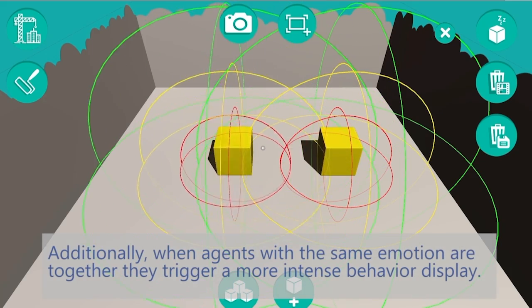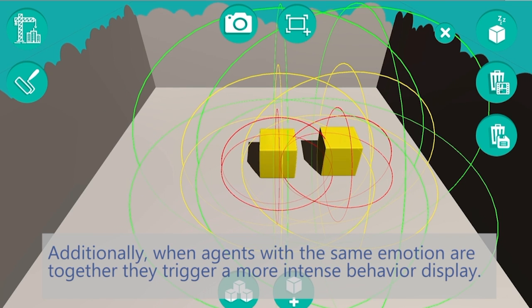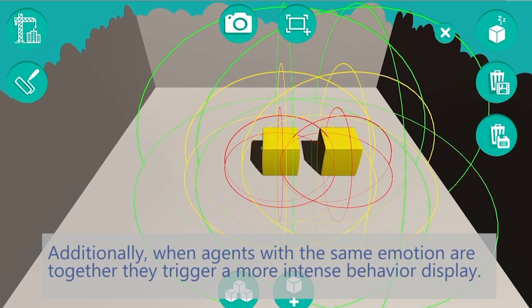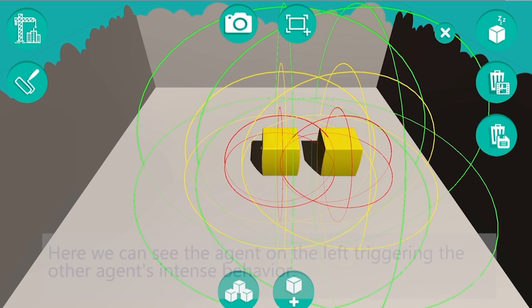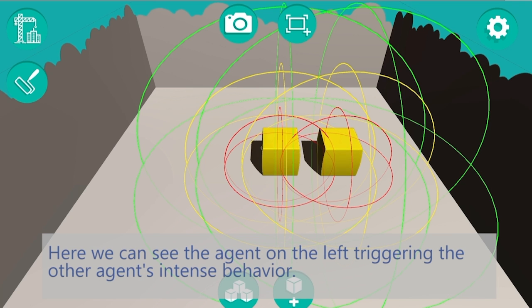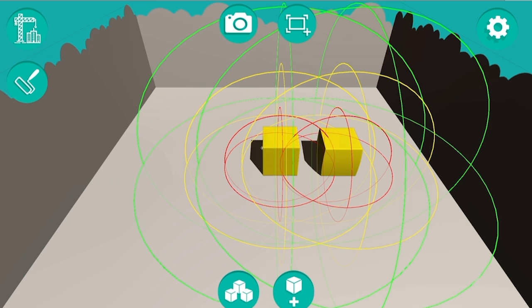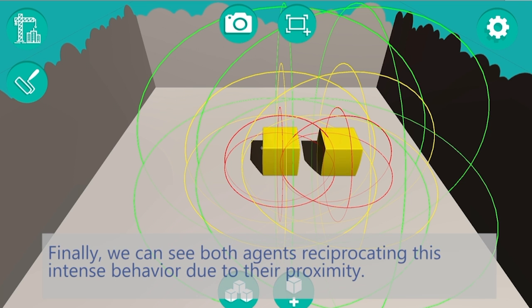Additionally, when agents with the same emotion are together, they trigger a more intense behavior display. Here we can see the agent on the left triggering the agent's behavior on the right. Finally, we can see both agents reciprocating this intense behavior due to their proximity.